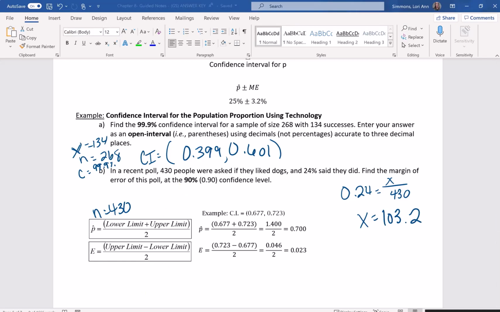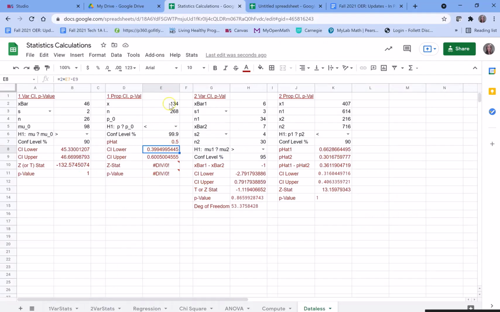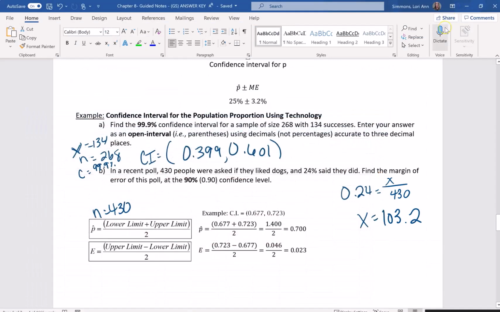Okay, let's plug that in. 103.2 successes out of 430. Don't worry about decimals here. I know it logically doesn't make sense, but you're going to want to put those in there. And the confidence level of 90%. So we are between 0.206 and 0.274. So I'm going to write that: 0.206 and 0.274.